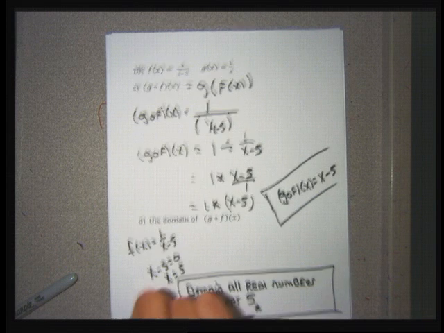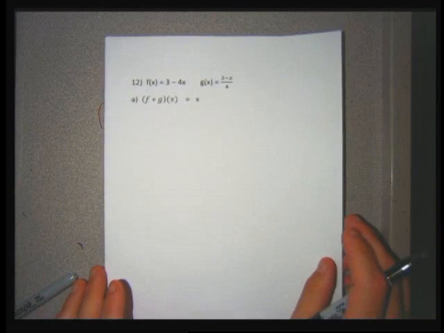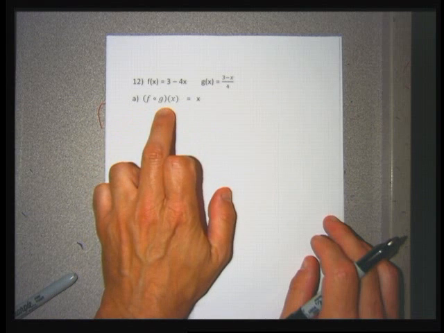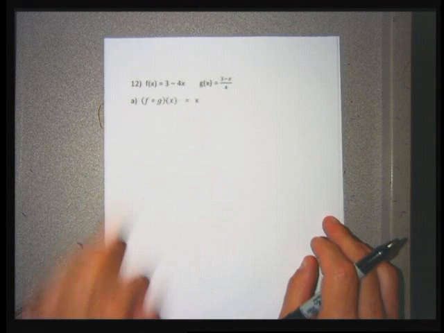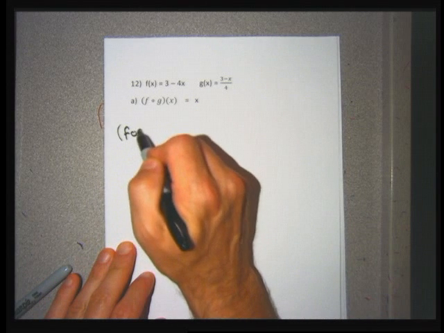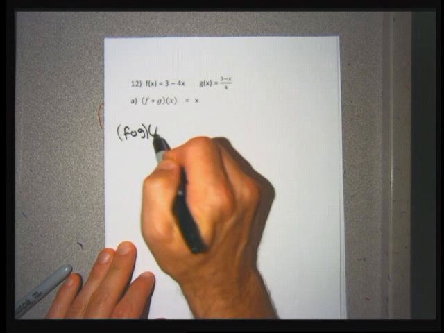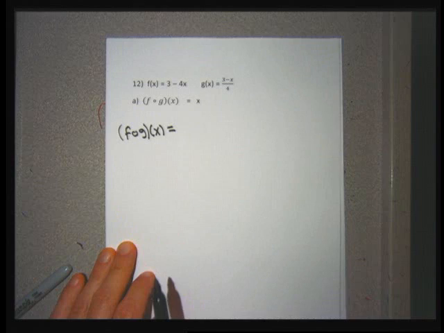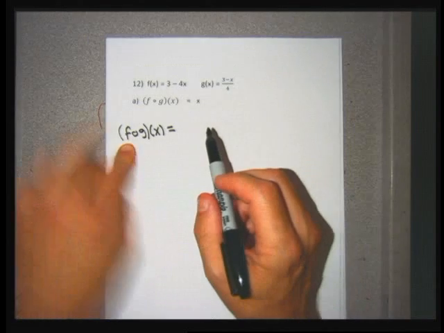The next group of problems give me two functions, f and g again, and they ask me to show a, f composed with g of x is x, and b, g composed with f of x is x. So part A says find f composed with g of x, and it better equal x. I can do this in one big line here. Usually when you're asked to show that f composed with g of x is x, you do that in one line.